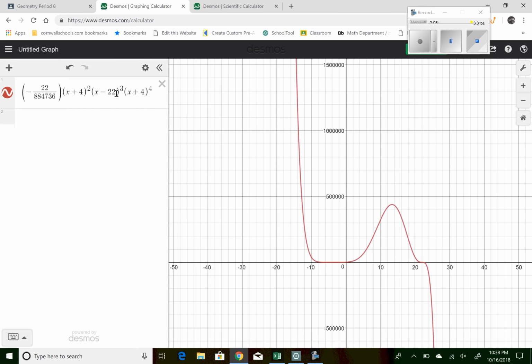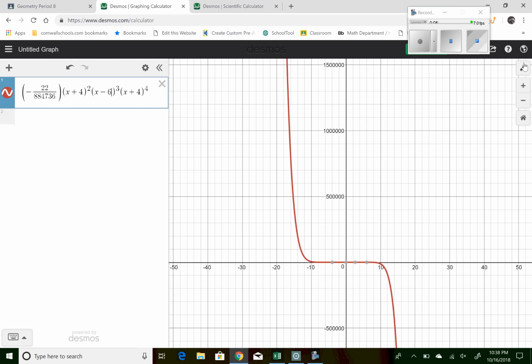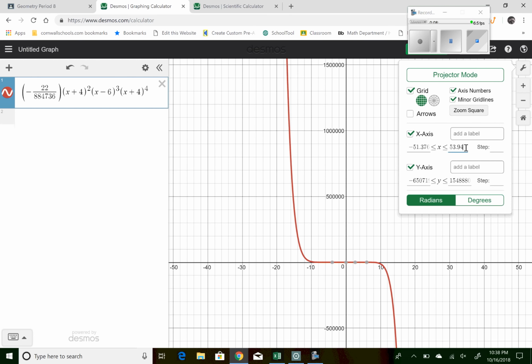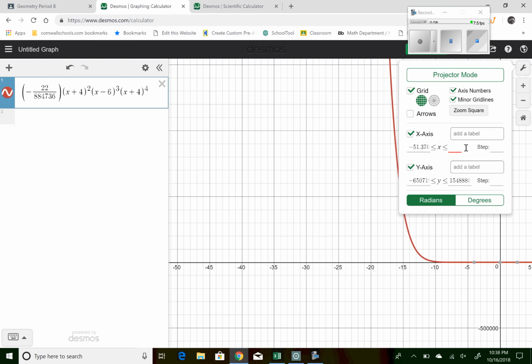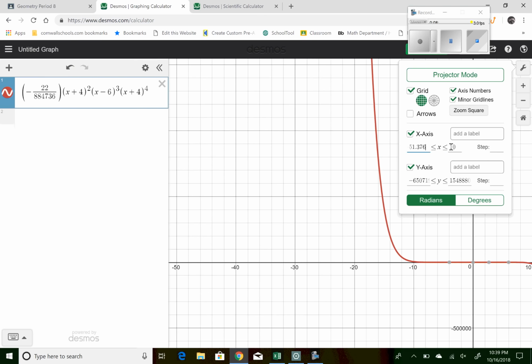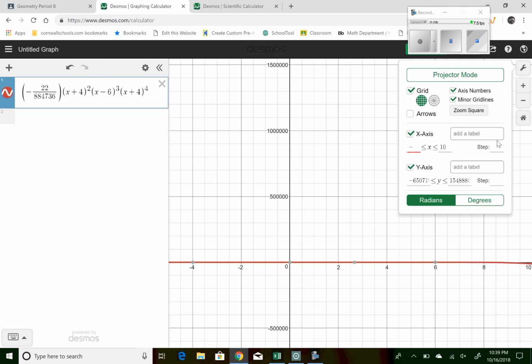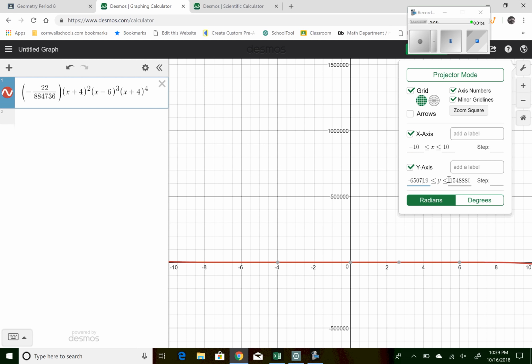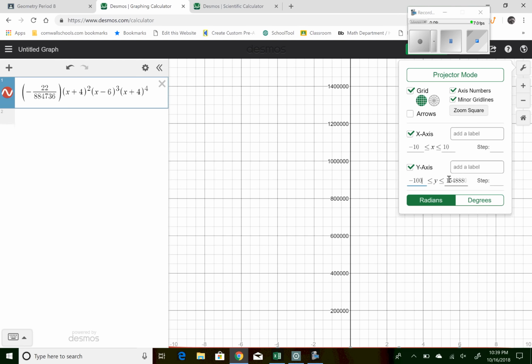So let's go back to my birthday here for a minute. So here's my birthday. We'll go back to my zoom because I don't need all of this crazy stuff going on here. So we just go 10, negative 10. I think I'm able to fit this in. Negative 100, positive 100.